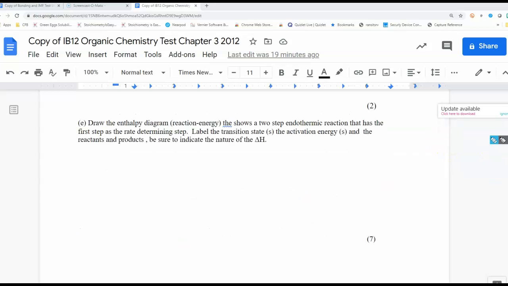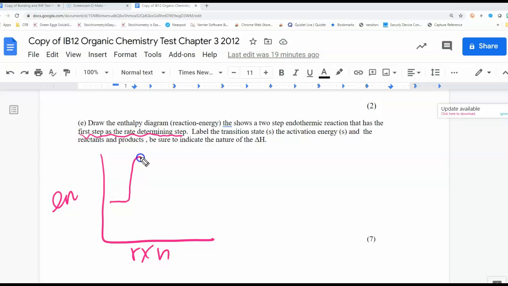Okay, so in this problem, we haven't really talked about what an enthalpy level diagram looks like for the two-step problem, but that simply means that it's going to have two activation energies. So we would have the energy on one side and then the reaction coordinate on the other side. So we're going to start with some reactants. And then it says our first step is the rate determining step. That must be the one with the highest activation energy. So it's going to look like this.